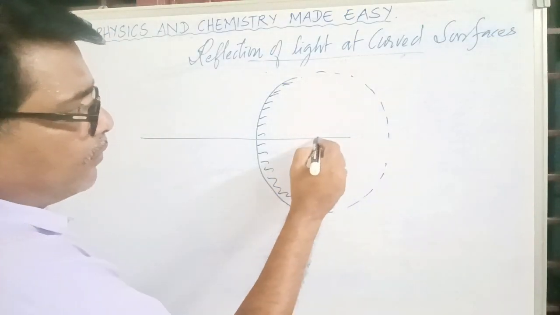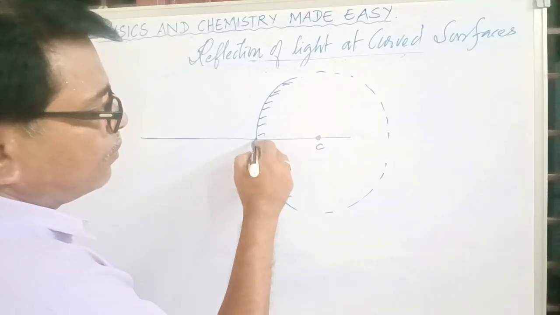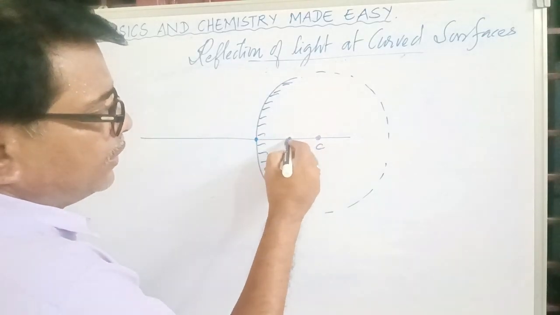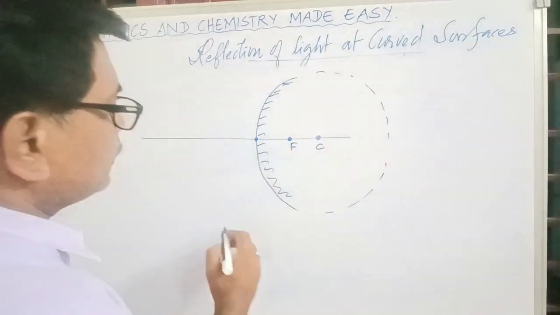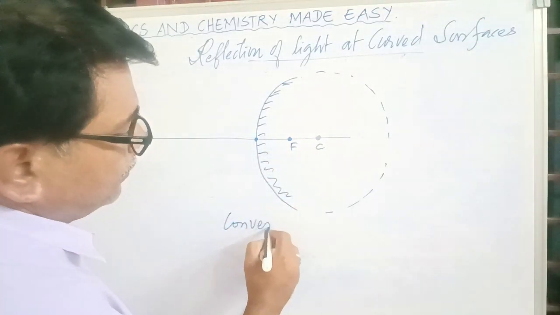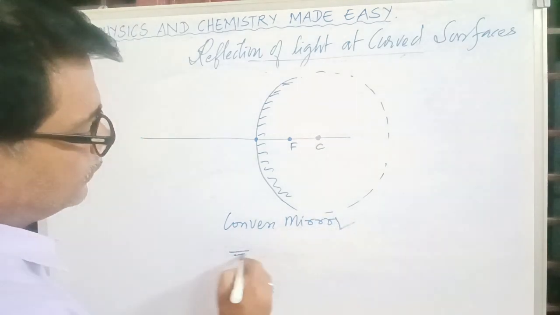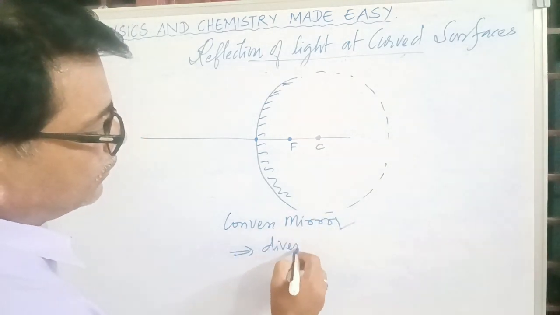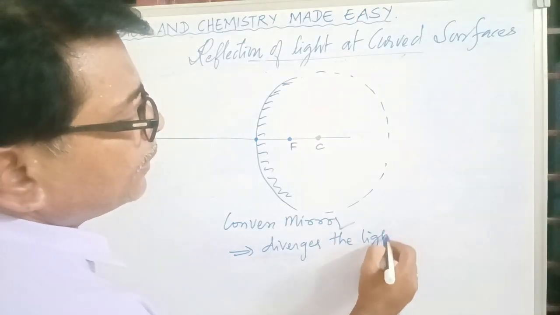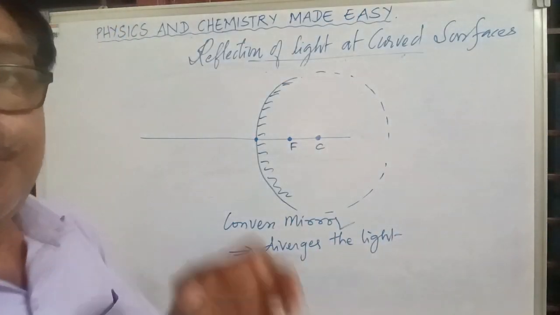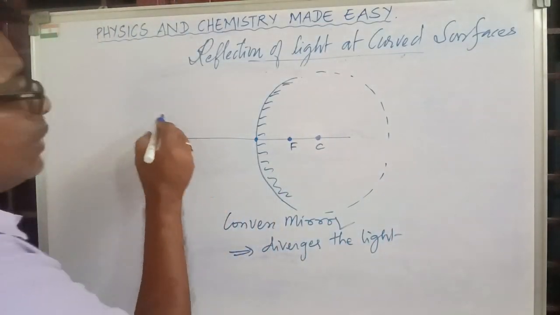Therefore, same thing, you will find the point of curvature, and half of this distance from pole to curvature we take as the focal point. The working style of this convex mirror is diverging the light. Now where from does it diverge the light? It diverges the light from the focal point. That means how? It's like this.